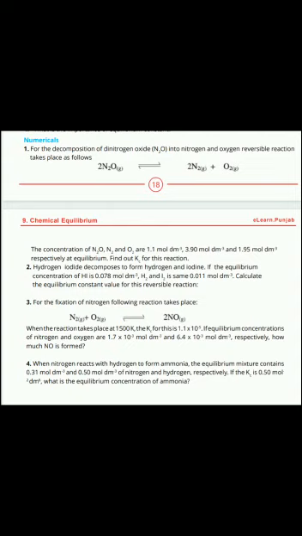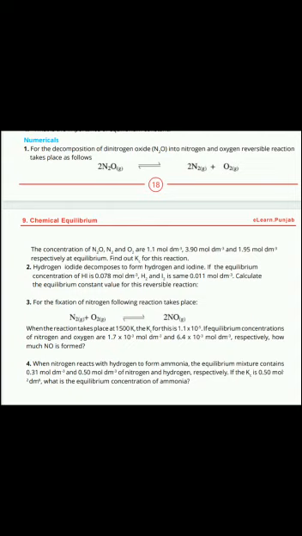the equilibrium concentration for H2 is 0.011 and I2 is also 0.011 mole per decimeter cube, because there is written the word same. Calculate the equilibrium constant value for the reversible reaction. You have to find the Kc. You will write the expression for the Kc for this decomposition reaction, 2HI reversible reaction H2 plus I2.